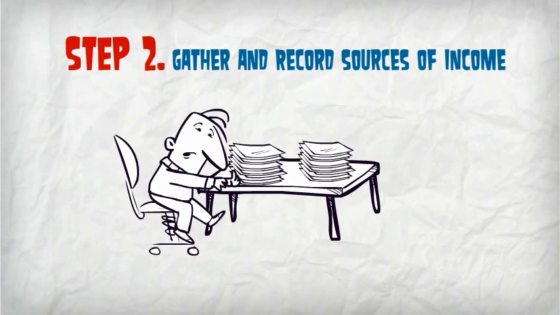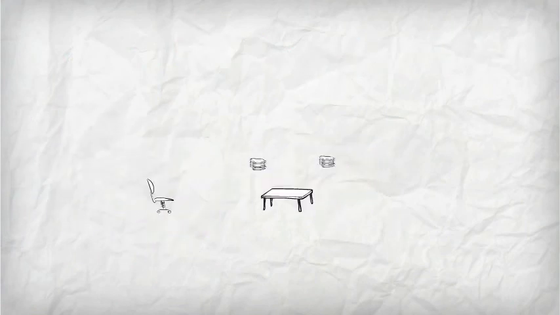Step 2. Bob needs to gather and record all his sources of income. Bob can use his net income from his job at a grocery store, and Bob also does a paper route. He can include this as well.